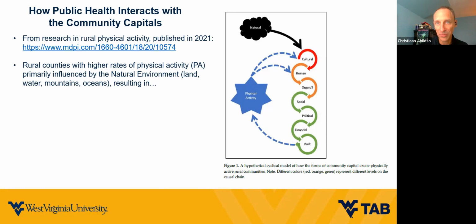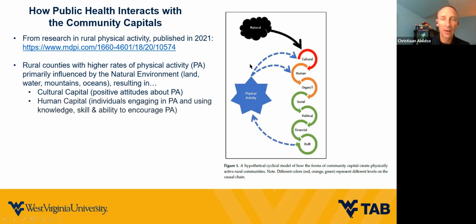So you see that we started with this natural environment, in this cycle of what leads to physically active places. And that really influences the culture and the attitudes around physical activity, the attitudes around skiing versus the attitude of swimming in lakes and things like that. And surfing, the culture of surfing versus the culture of skiing, based on what's available in the natural environment, for example.